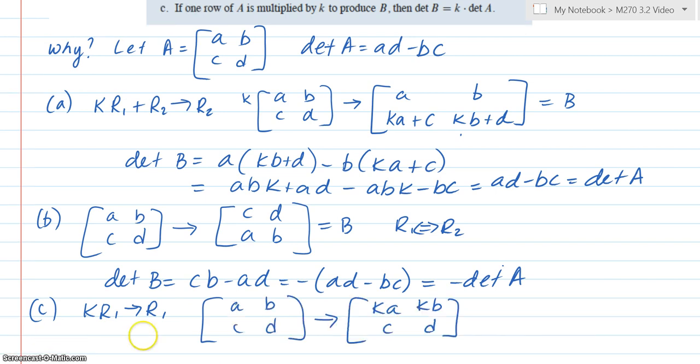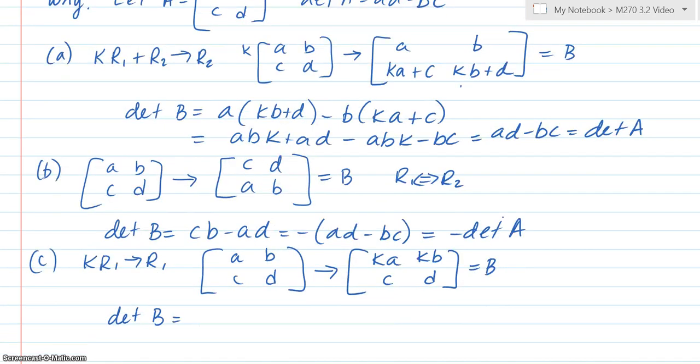So for example, I'll do it to the first row, and again I'll call this B. And the determinant of B is what? Maybe I need a little more room. The determinant of B now is going to be KAD minus KBC.